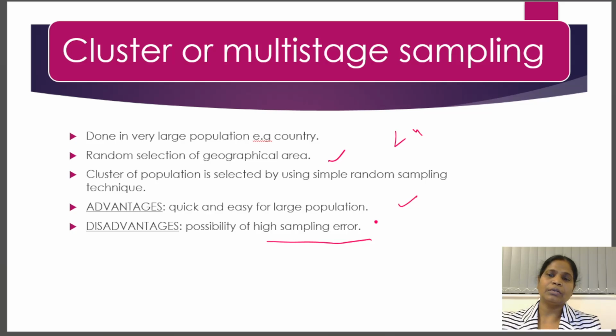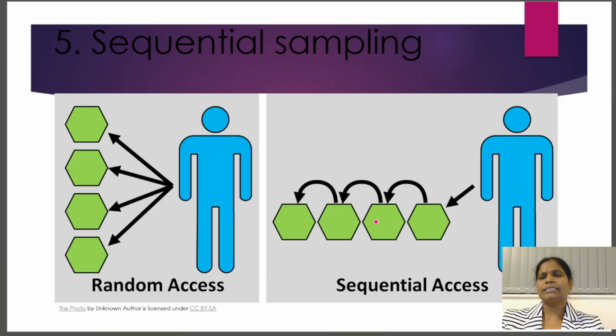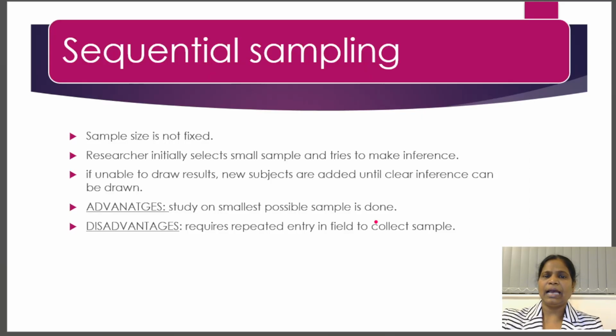If you are not being systematic, and if you don't know, then sampling bias can occur, underrepresentation can take place, or over representation of some areas can take place. Next, coming to sequential sampling. So random access is one and sequential access is one. Here the sample size is not fixed.